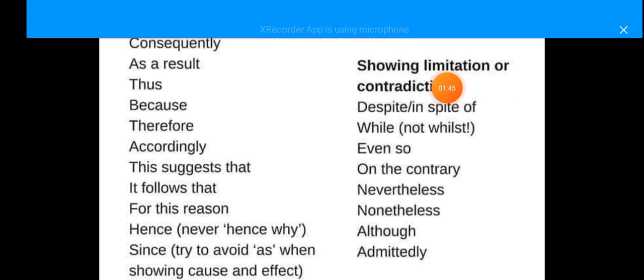For showing limitation or contradiction, you can use despite, in spite of, while, not willing. Even so, on the contrary, nevertheless, and although admittedly.